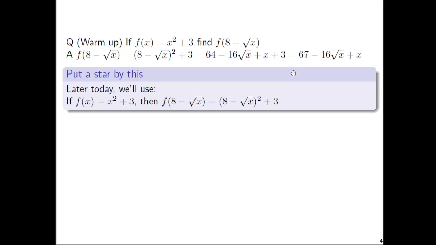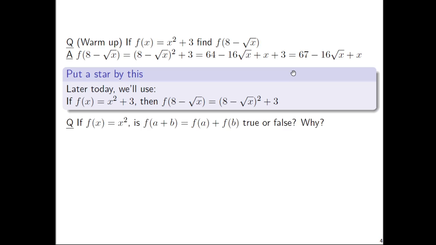Now, put a star by this. This is going to be important. A little later today, we will use that if f of x equals x squared plus 3, then f of 8 minus root x equals quantity 8 minus root x squared plus 3. We are going to use that, so put some kind of mark, maybe a star, something to let you look back to this moment in your notes.